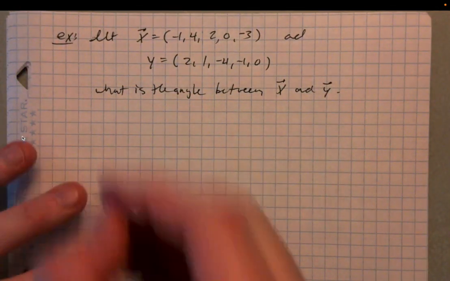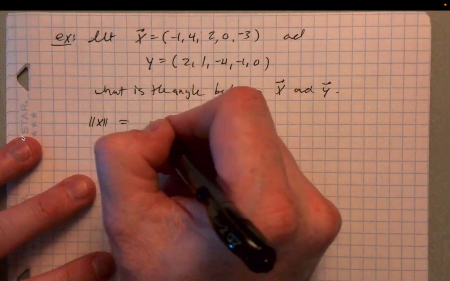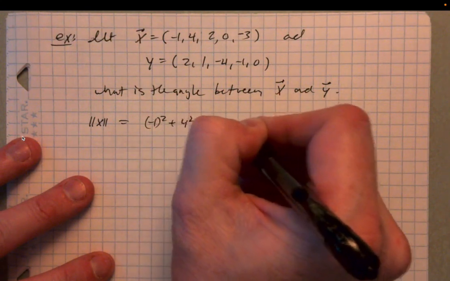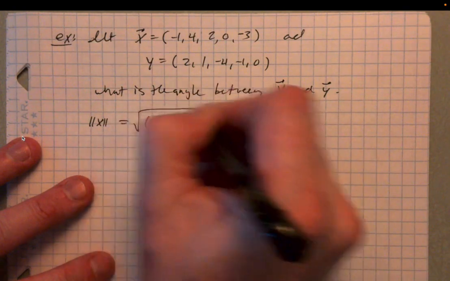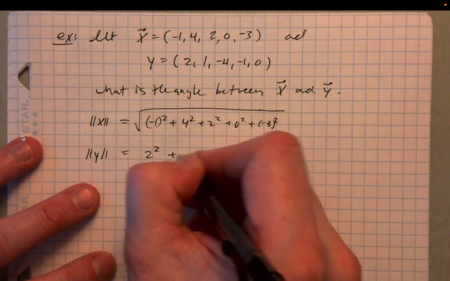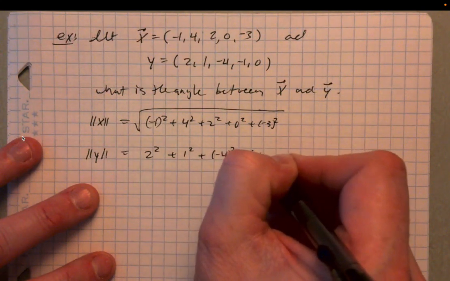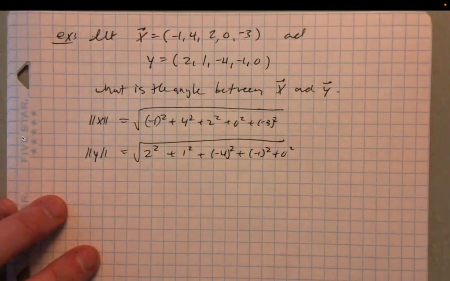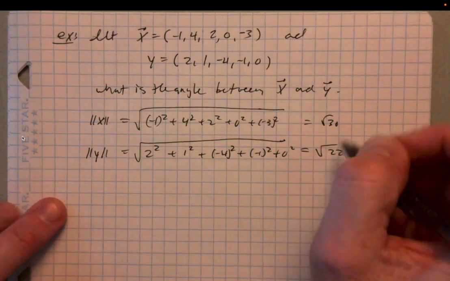Well, we just have to find the norm of x, right? And that's going to be negative 1 squared plus 4 squared plus 2 squared plus 0 squared plus negative 3 squared. Take the square root of that. The norm of y is going to be 2 squared plus 1 squared plus negative 4 squared plus negative 1 squared plus 0 squared. Okay, here you're going to get the square root of 30. Here you get the square root of 22.